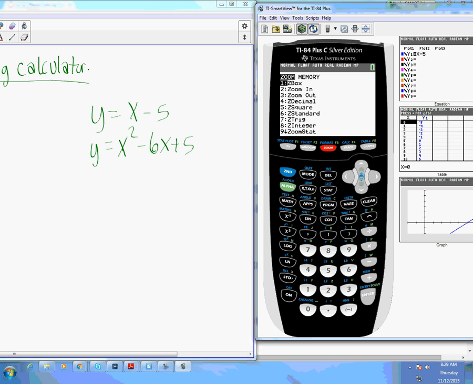Zoom, which one's Z standard? Which number? 6. You can just type the number 6. You can also arrow down to it and press enter, but typing 6 is faster. So it will set the graphic for you. There's the first function that's linear.